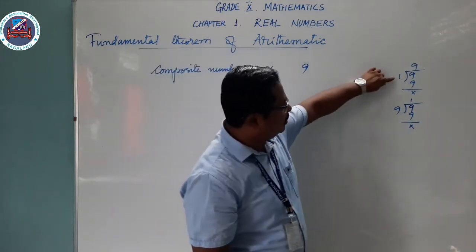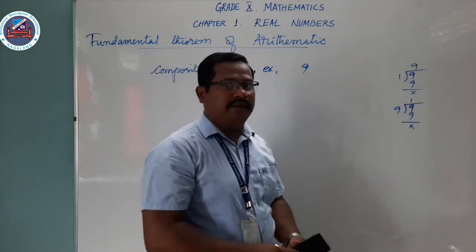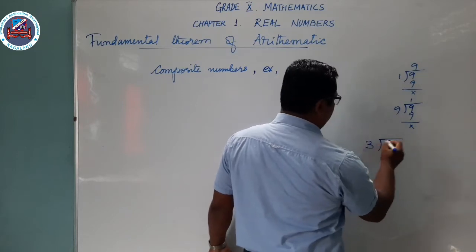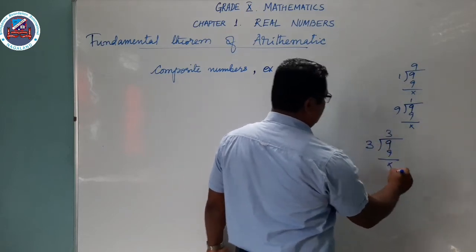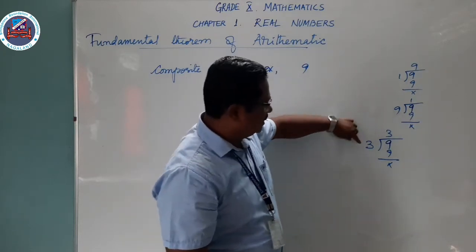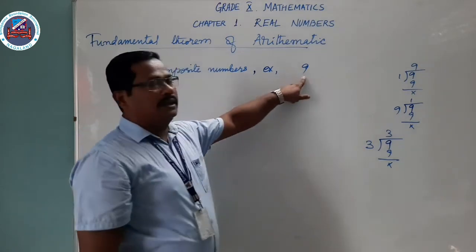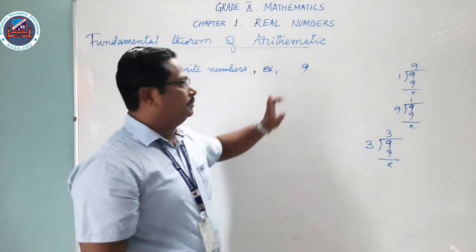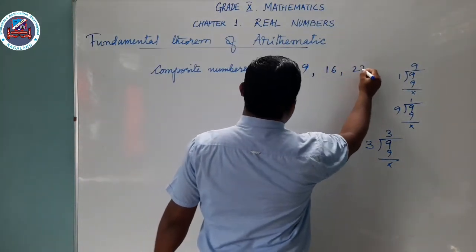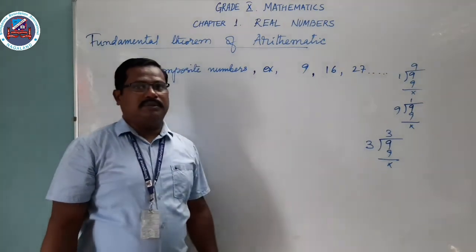So it can be divisible by 1 and itself, as well as it can be divisible by other numbers. Like 9 can be divided by 3 as well. 3 threes are 9. So as it can be divided by 1 and itself, as well as by any other number, this number we can call a composite number. Or say 16, 27. These are some examples of composite numbers.